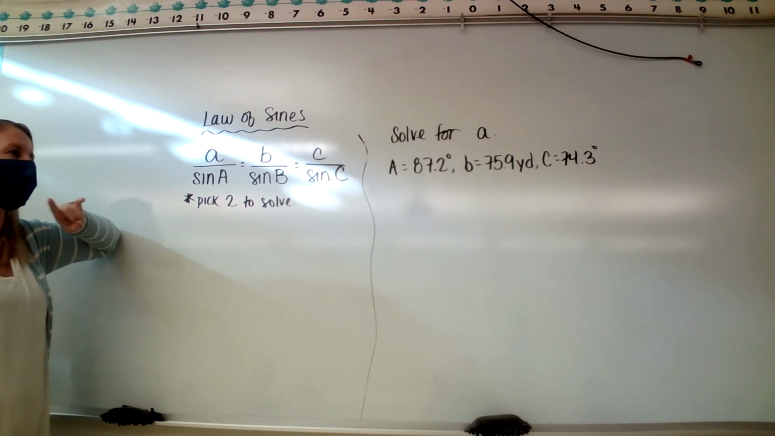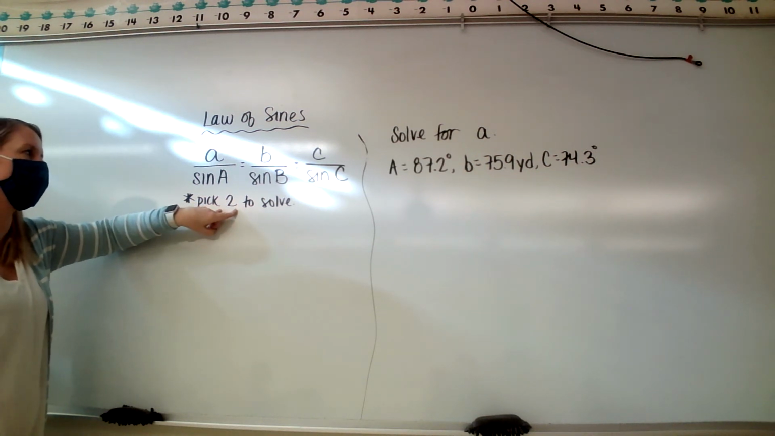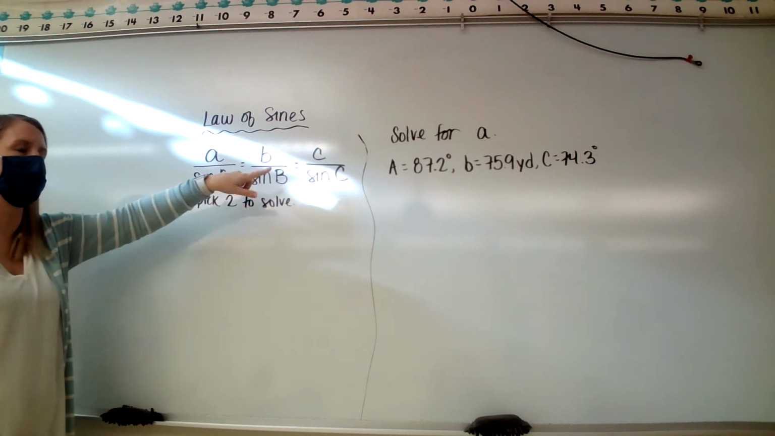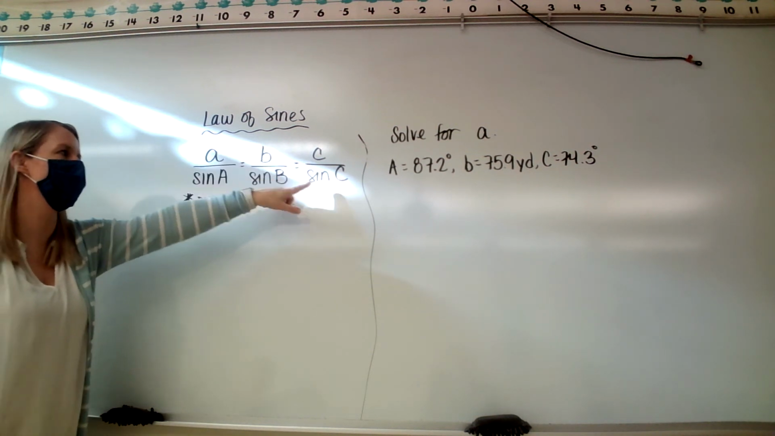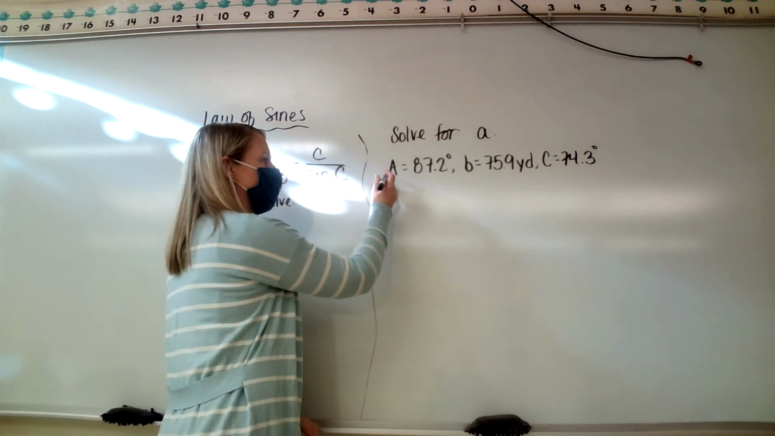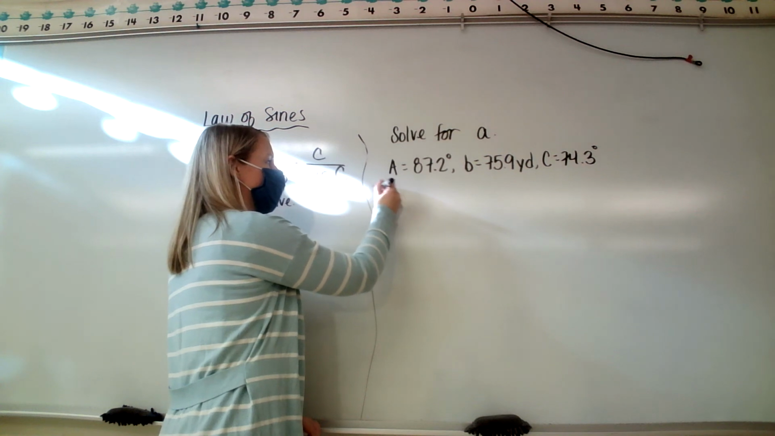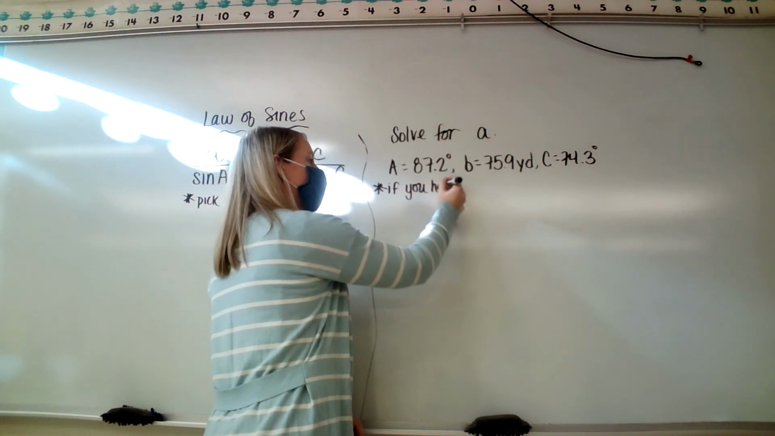Usually I'm only dealing with 2 letters. And it says pick 2. You never want to plug into all 3. So don't put angle A here and side b here and angle C here, because that's just not going to help you. So my hint for this one, because there's a lot of these, and they are going to pop up tomorrow: if you have 2 angles, which we do, right?